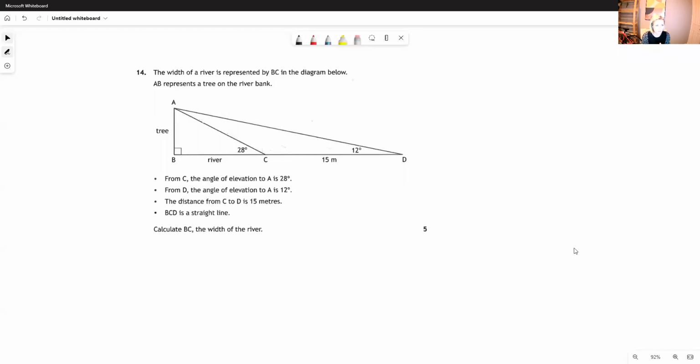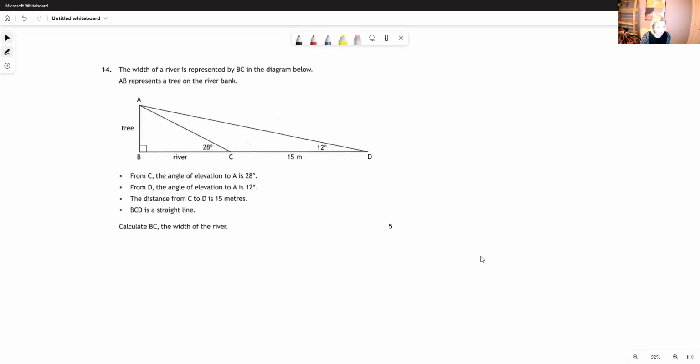And the final question of the 2022 paper 2, National 5 paper. Okay, question 14. So this is the problem solving question here. So we've got all this information here.